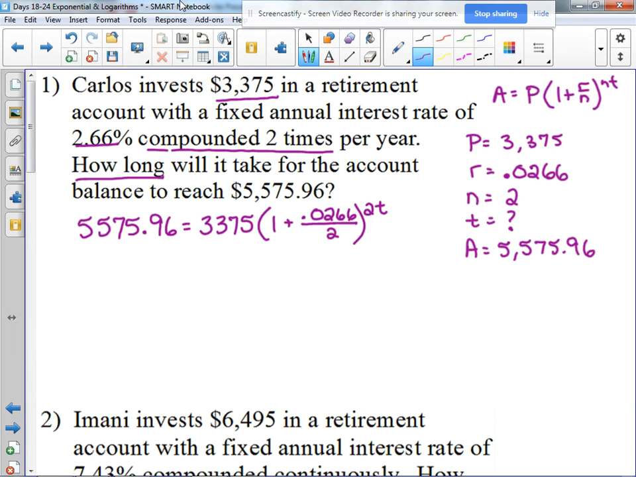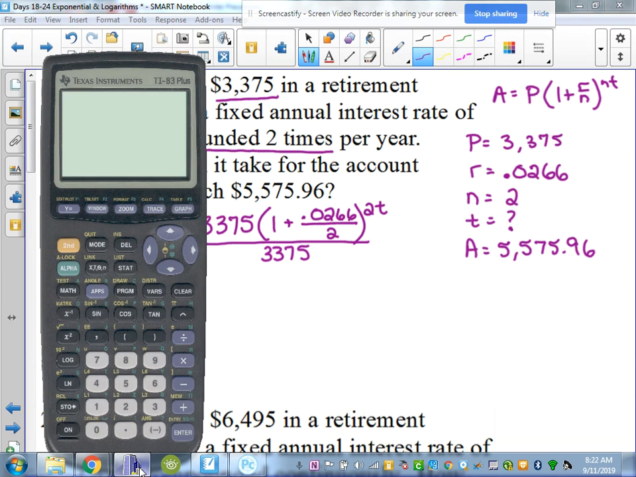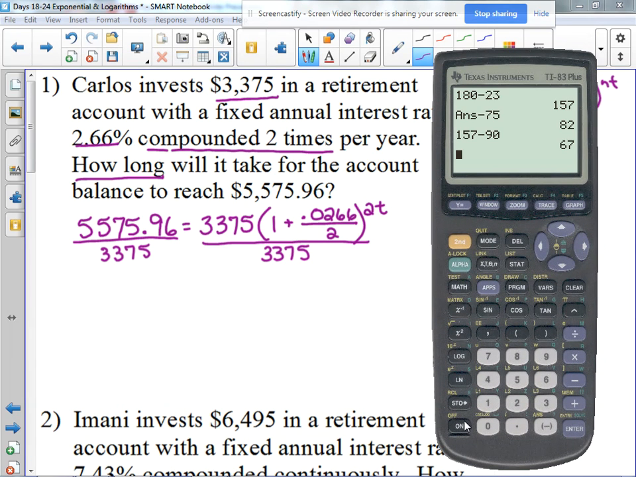So we're going to use what we've been doing. It's just in a context here. So we've got to solve for T. So that means that this exponential expression, we need to get it by itself. Right now, it's being multiplied by the 3,375. So we need to begin by dividing by the 3,375. And we're probably going to end up storing some values in our calculator.